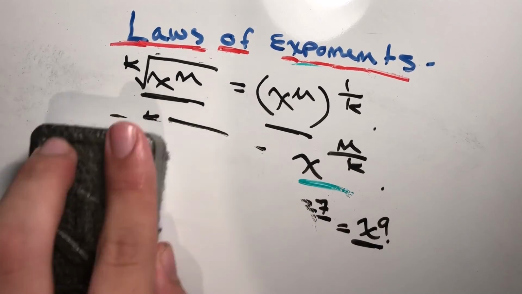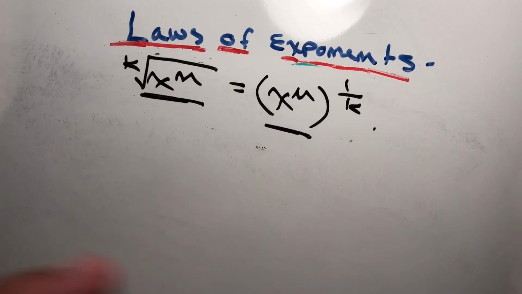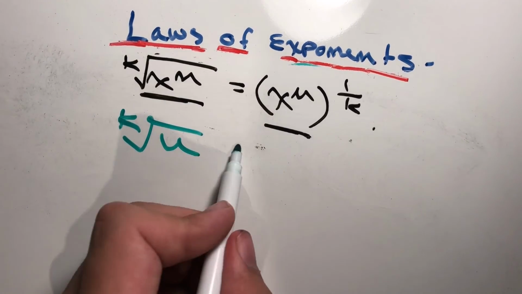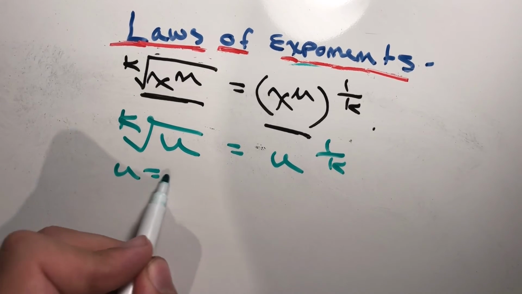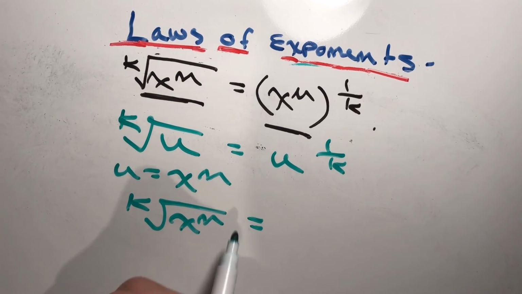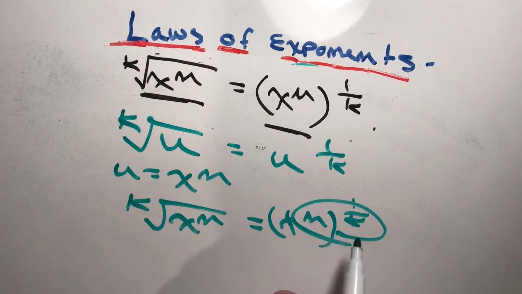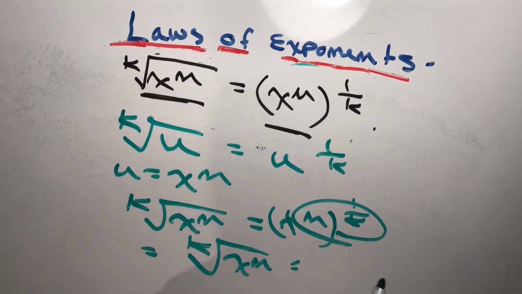So as a recap with this part, all we did here, I want to make this clear because it's a bit tricky. This one especially. So we took the kth root of u, which is u to the 1 over k, and then we let u be equal to x to the m. So then we said the kth root of x to the m is equal to x to the m to the power of 1 over k. Then we applied the second law there, and we got this nice expression, this nice identity, if you will. Great.